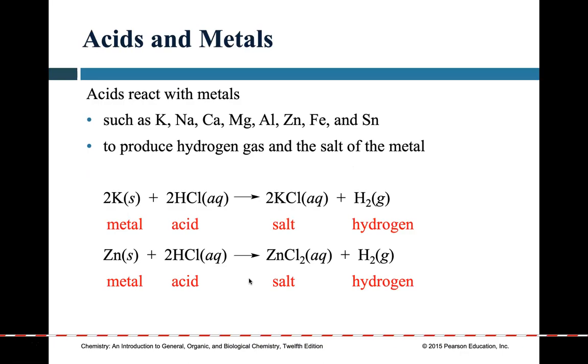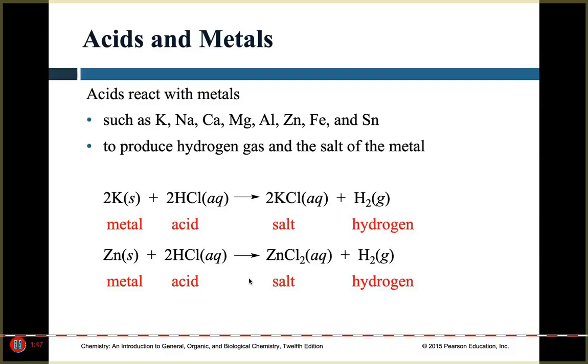So let's go through those one by one. The first is going to be acids and metals. Acids don't react with all metals, so I'll have to tell you if they're going to or not, but here are some representative metals that do react with acid. At the bottom are just two examples, using potassium and also zinc.